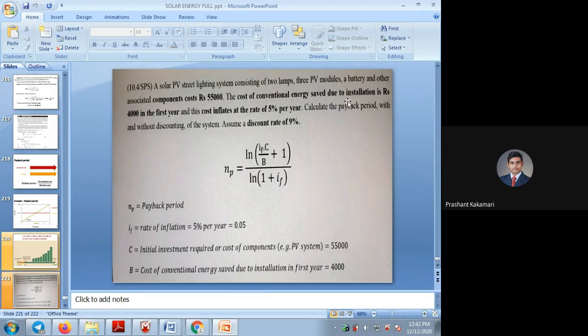The cost of conventional energy saved due to installation is rupees 4,000 in the first year. Here, what is the amount saved now by using this PV street light? We are going to save rupees 4,000 in the first year. So only in the first year, 4,000 you are going to save. And this cost inflates at the rate of 5% per year. Okay, so there is some inflation, that is 5%, for this 4,000 rupees. Calculate the payback period.